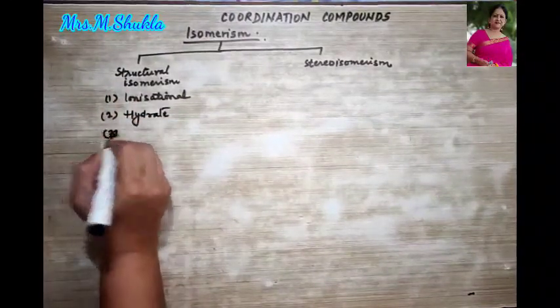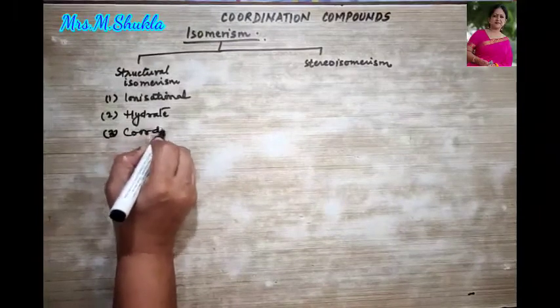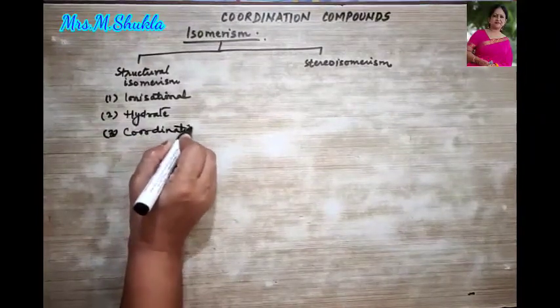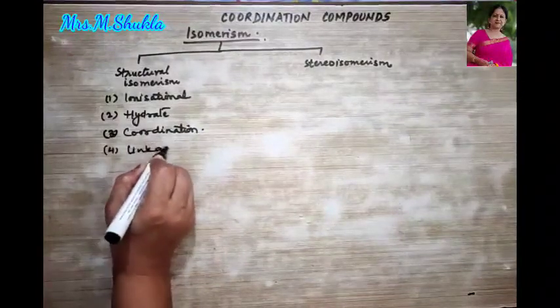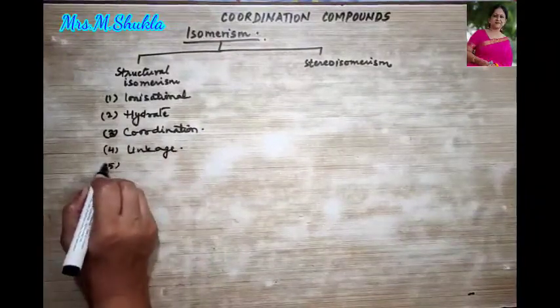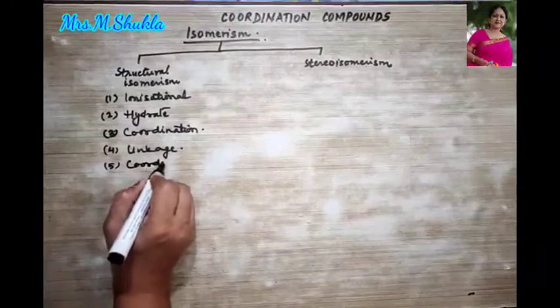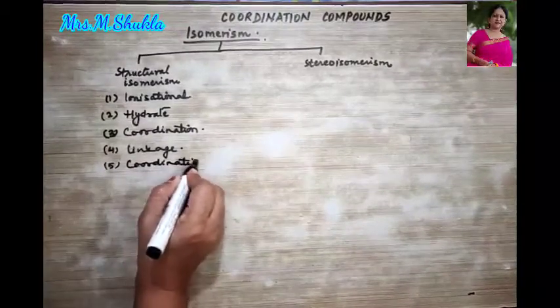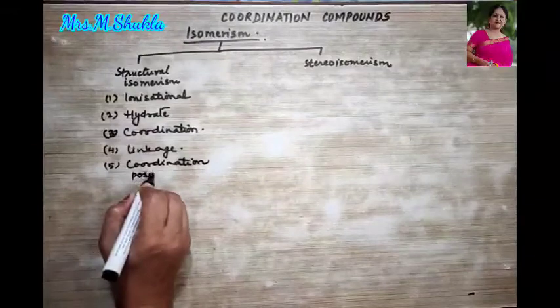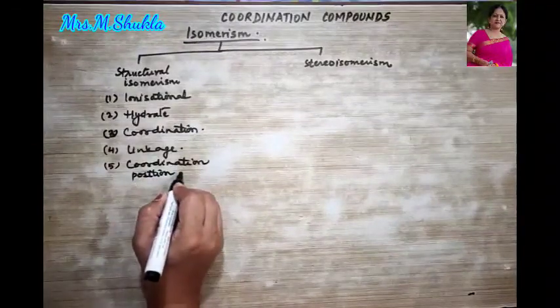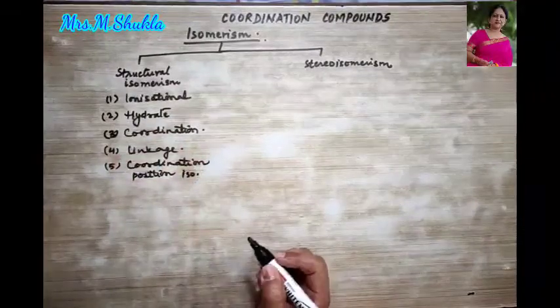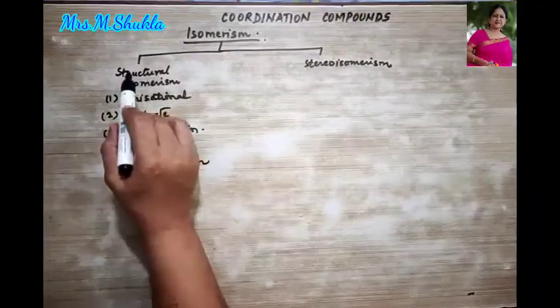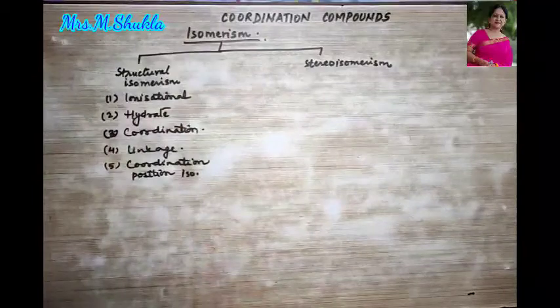Then the third is coordination isomerism. Then the fourth is the linkage isomerism. The fifth is the coordination position isomerism. Okay, so we have to study about these 5 isomerism under the heading of structural isomerism.